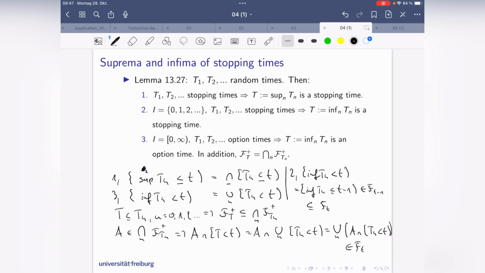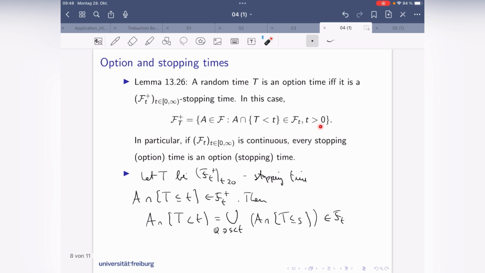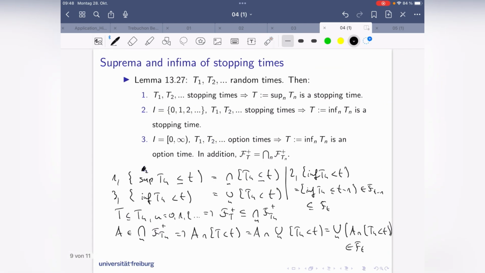So that means A intersected with big T less than T satisfies this property here, that means A is in F capital T plus. So I've shown both directions. If Ft plus is a subset of the right-hand side, and if I start with a set in the right-hand side, I end up with A is in Ft plus, which means I have shown this equality here.